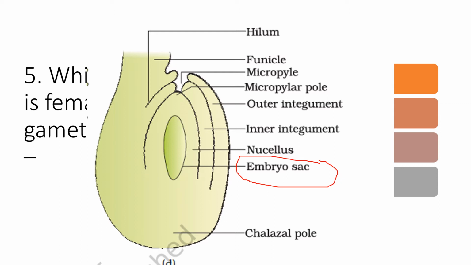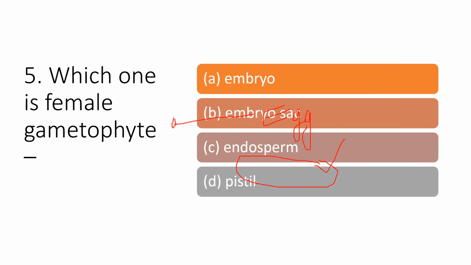The female gametophyte consists of the female gamete, that is the egg. So this is the egg, or it is also called the female gamete. The female gamete is present inside the female gametophyte. So in the question they asked which is the female gametophyte. So the embryo sac is the female gametophyte. The options are embryo, embryo sac, endosperm, pistil. So the right option is embryo sac.